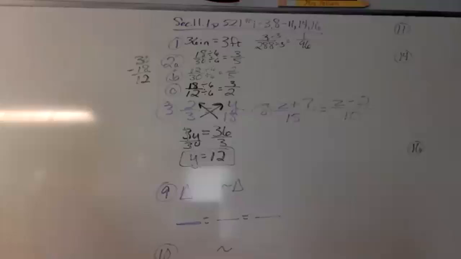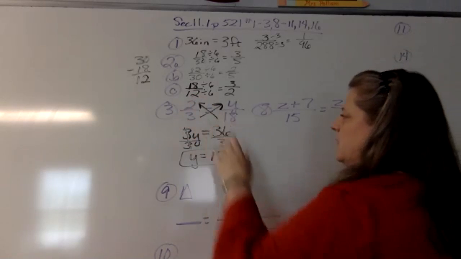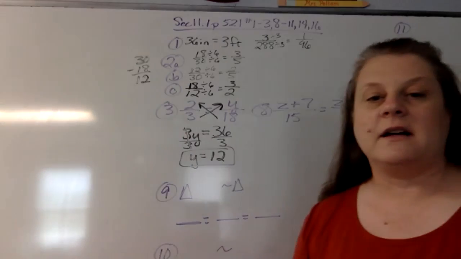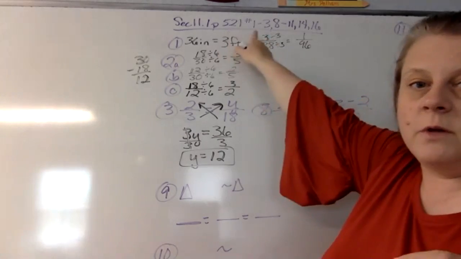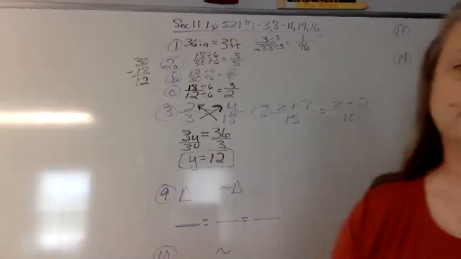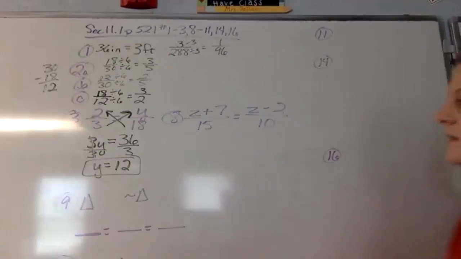Okay, you multiply the means, the middle numbers, by the extremes, the first and last numbers, the outside numbers. Okay, now we're going to do the same thing on number 8. Remember, if you pay attention up here, I said we're doing 1 through 3, then we're skipping. We're doing 8 through 11, and then 14 to 16. We're just trying to make sure that you got the basics out of this.